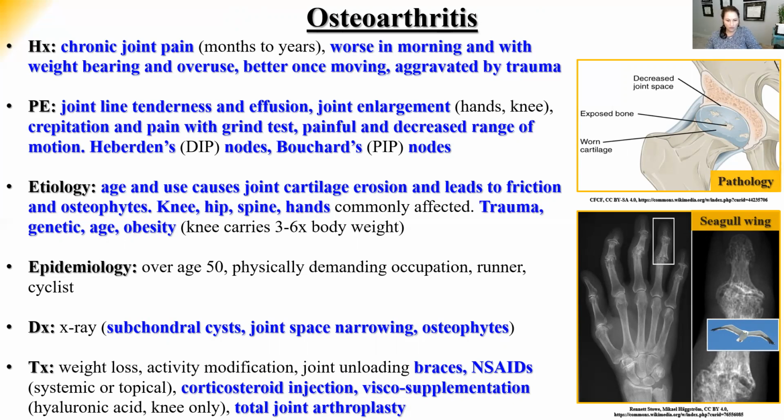their knees. On x-rays, if we look at this bottom picture here, subchondral cysts look like little black dots around the joint. Narrowing of the joint space and osteophytes or bony growths around that joint.